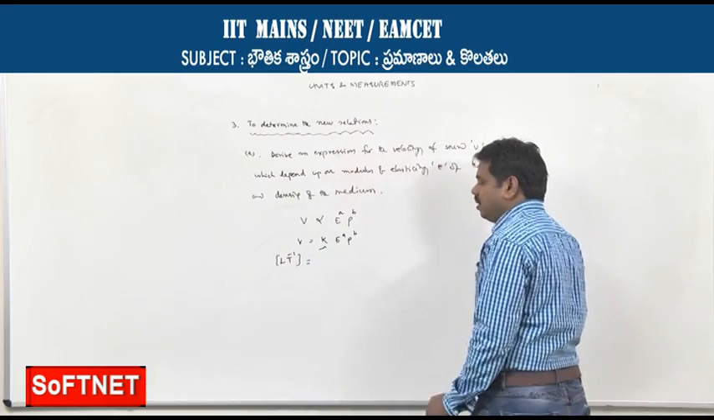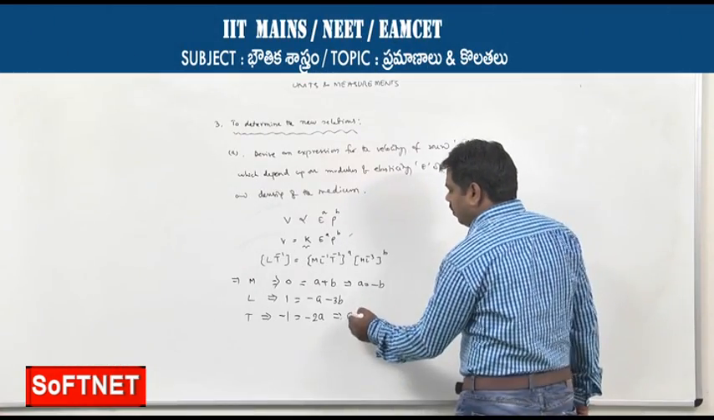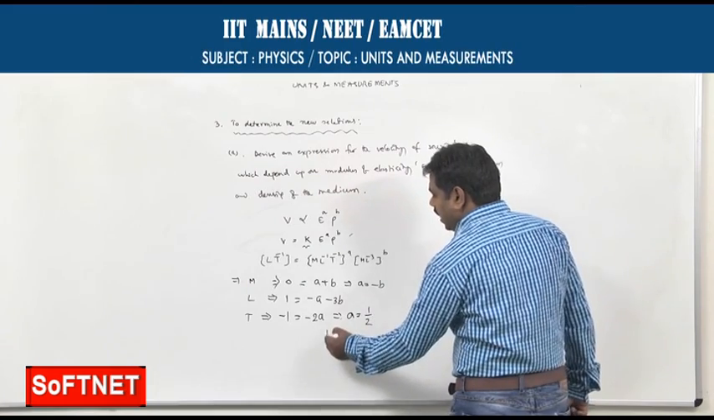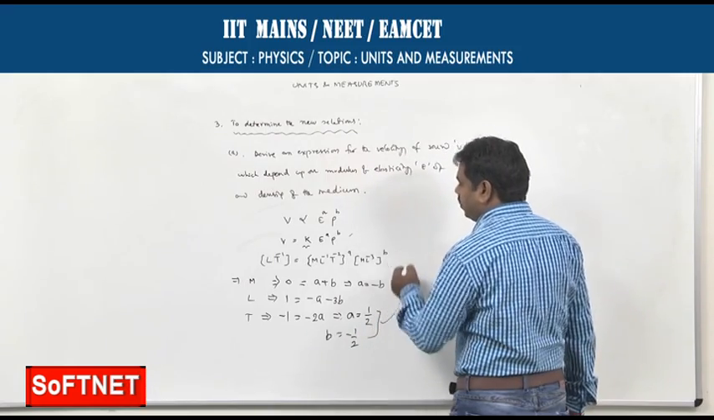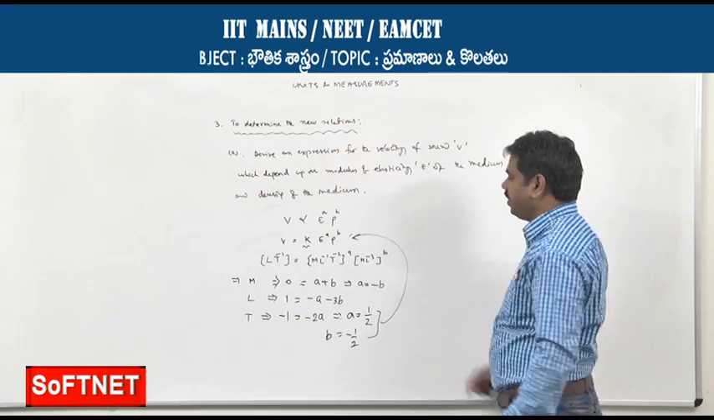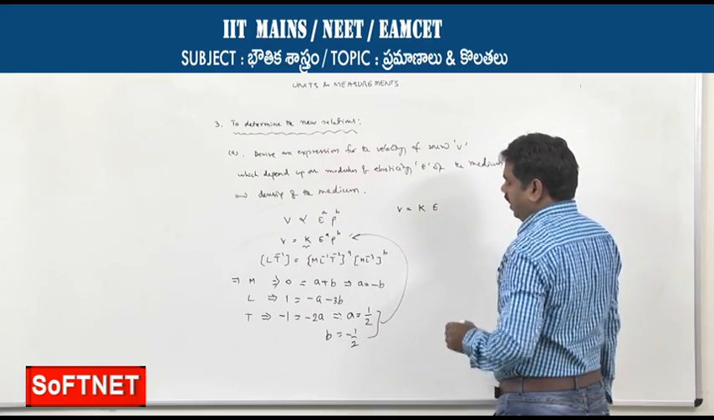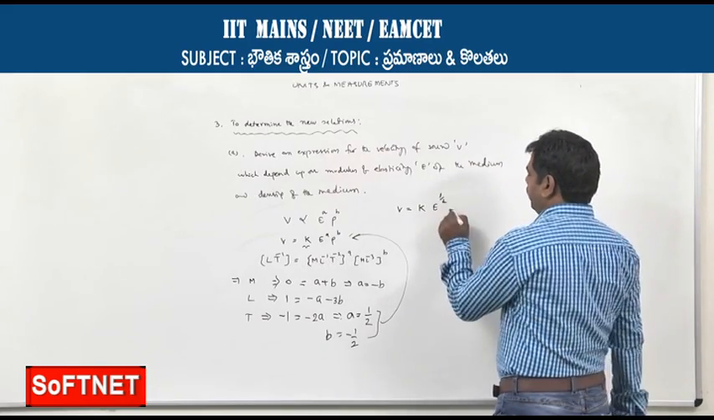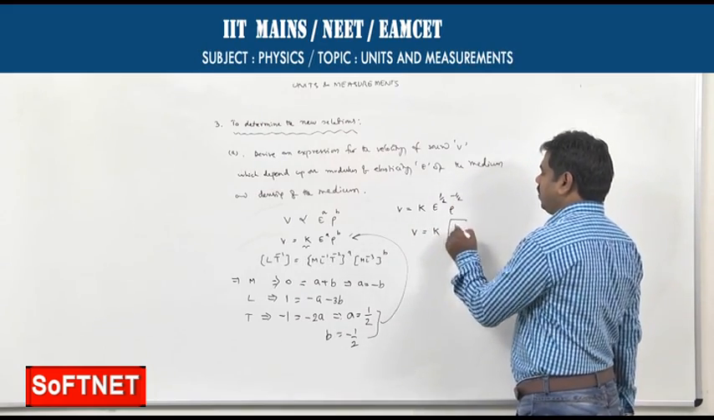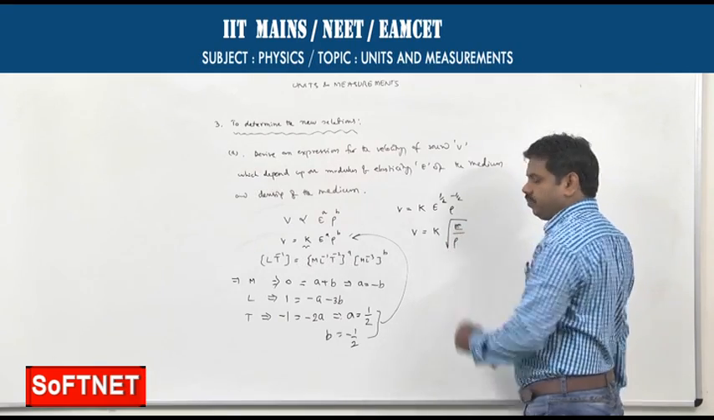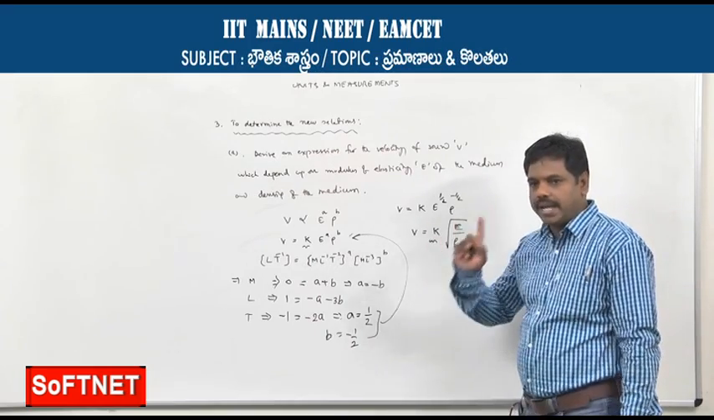Some physical constants actually have dimensions. Here A is equal to 1 by 2, and as B is equal to minus A, B is equal to minus 1 by 2. If you substitute these two values in the equation, the velocity of sound in the medium is k into E power 1 by 2 and rho power minus 1 by 2, or velocity is equal to k root of E by rho.